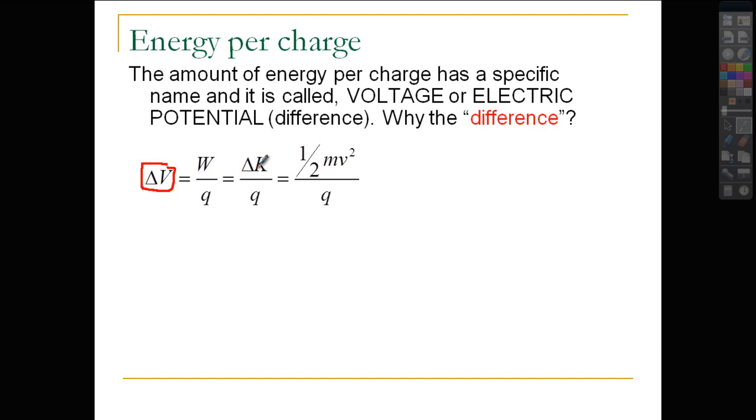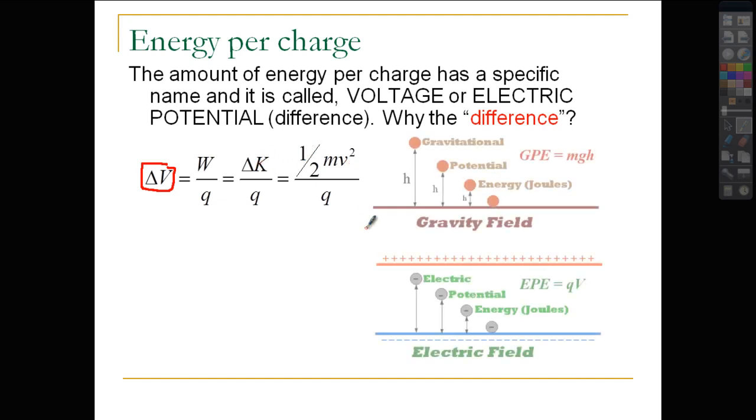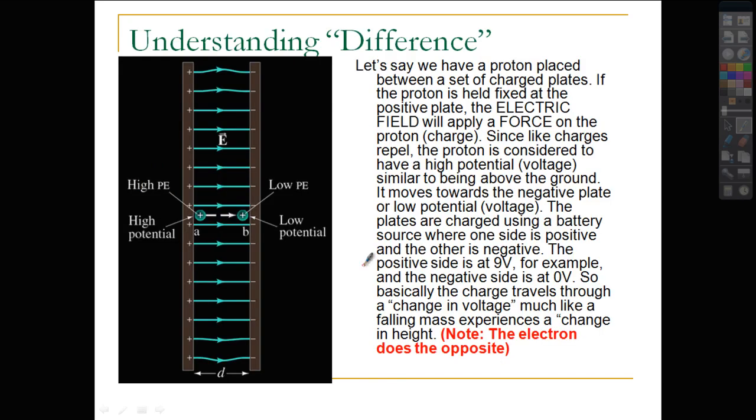This W also equals the change in kinetic energy, which we really didn't talk about this year. And the formula for that delta K is 1/2 mv squared. And here we can see in more analogy with the gravity and electric field, gravitational potential energy measured in joules, electric potential energy measured in joules, and how their equations relate to each other.